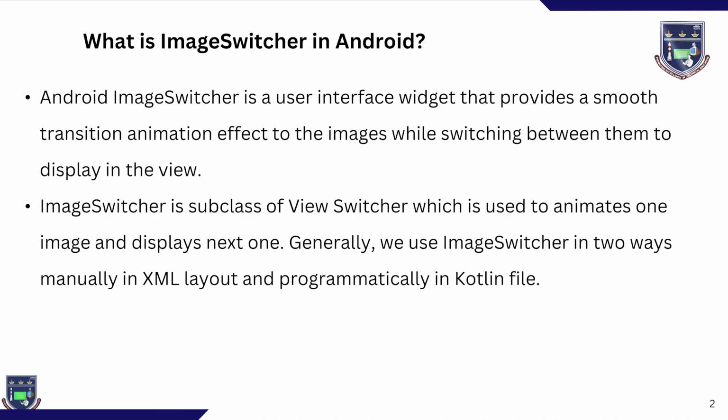In this session, we'll learn what ImageSwitcher is, how it works, and how to implement the ImageSwitcher in two ways: one manually in the XML layout, then programmatically in Kotlin code. Then we'll see how to add animations to make image transitions smooth and visually engaging. By the end of the session, you will be able to integrate the ImageSwitcher into your Android applications to provide a more dynamic and interactive user experience.